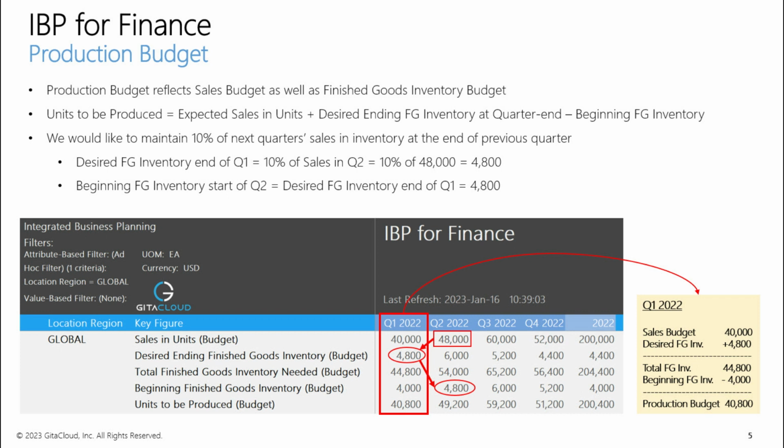Q1. Note that the desired ending inventory at the end of Q1 is then defaulted as the beginning inventory at start of Q2. Production budget is calculated by adding budgeted unit sales and desired ending inventory, and then subtracting the beginning inventory. Assume we start Q1 2022 with 4,000 units. This leads to a production budget of 40,800 for Q1.